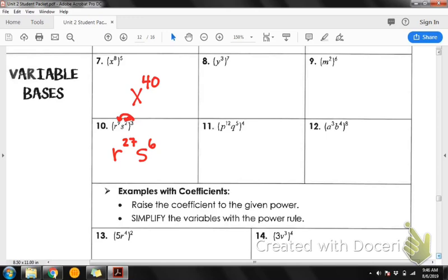And you need to write them as close together as you can because it's still one answer. It's not R to the 27th, space, space, space, S to the 6th. This is one answer. Okay, why don't you try number 11? Use your multiplication sheet if you need to, but try number 11.